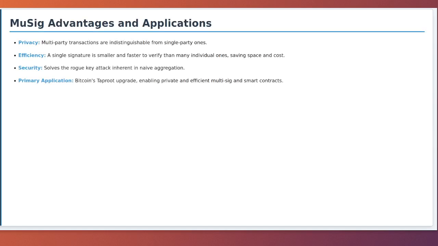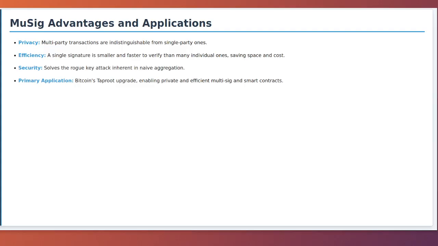MuSig advantages and applications. The benefits of using MuSig are significant. The primary advantage is privacy. Because a MuSig transaction looks identical to a single signer transaction, it's impossible for an observer of a public ledger, like a blockchain, to know how many parties were involved in a signature. A 10 of 10 multi-sig looks the same as a 1 of 1. This is a huge privacy improvement.